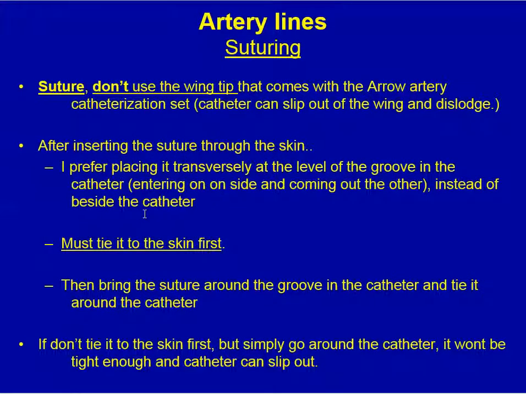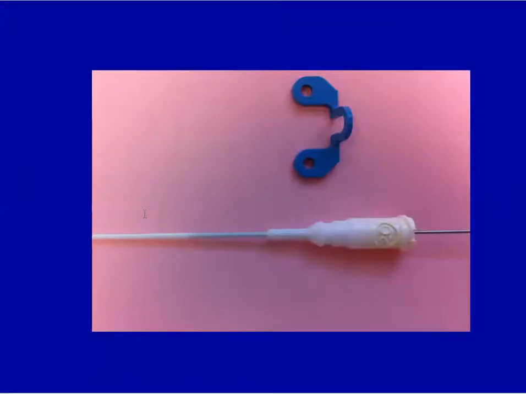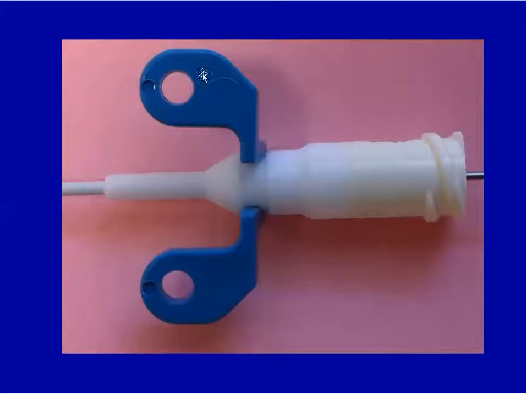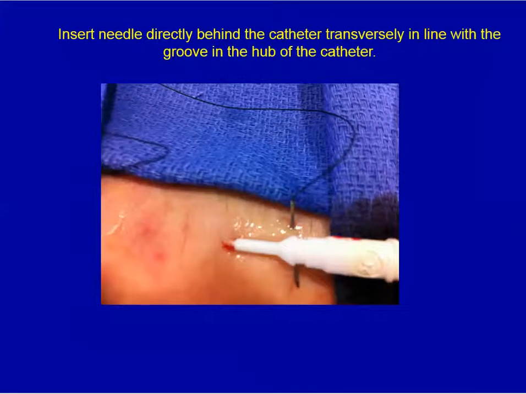I think it's important to suture the catheter to the skin. That's what the nurses expect. The Arrow system comes with this fixation device which you strap onto the groove and then suture the fixation device. The problem with this is the catheter can easily fall out of this groove, and so I strongly oppose using that fixation device. Instead, I recommend suturing it.